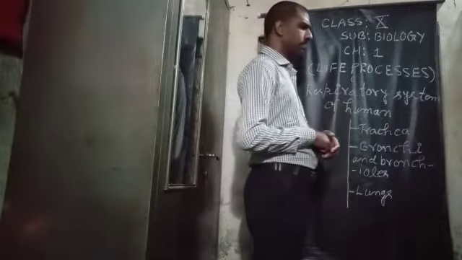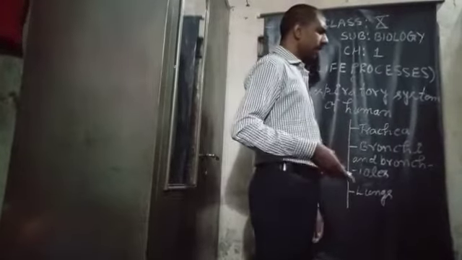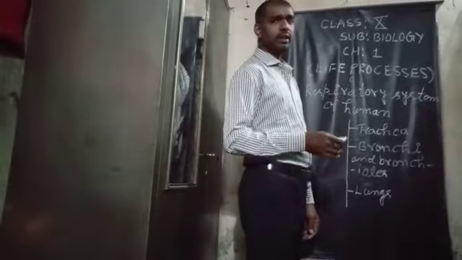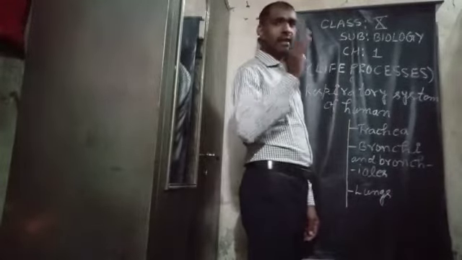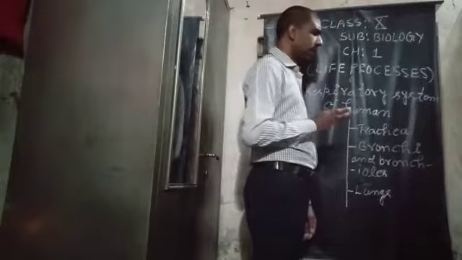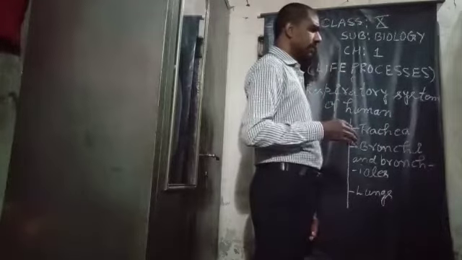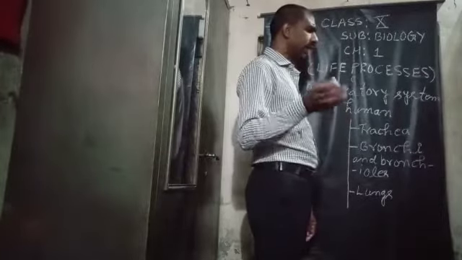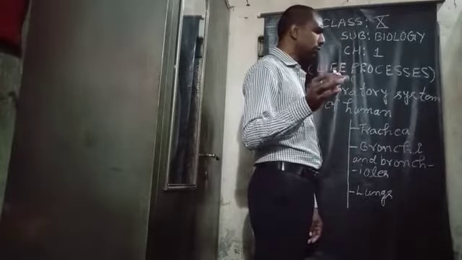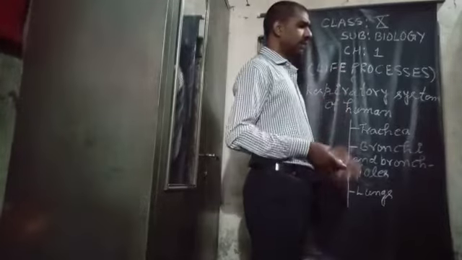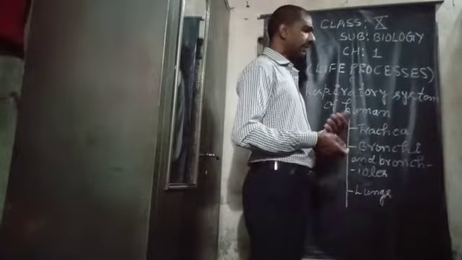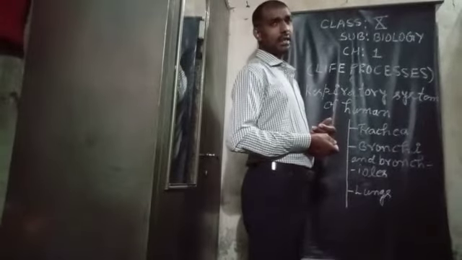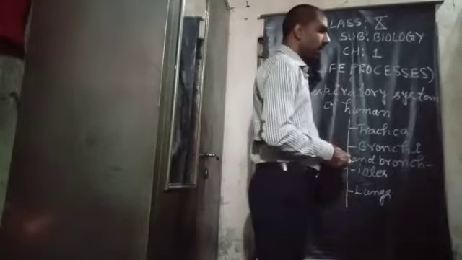There are about 700 million alveoli present in the lungs. The walls of the alveoli are extremely thin and moist, so that the exchange of gases takes place easily.